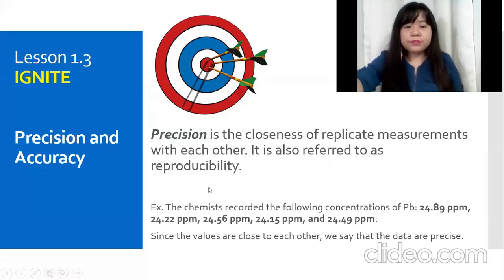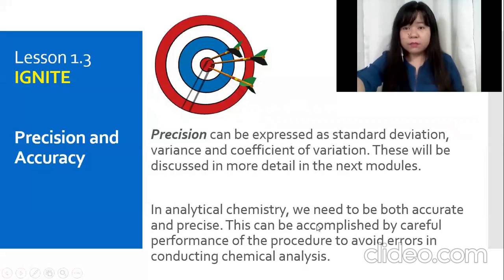So, for example, the chemists recorded the following concentrations of lead. So we have 1, 2, 3, 4, 5 different values, and they're all at around 24. So since they're close to each other, we say that the data are precise. But then again, this is just a subjective inference based on visual inspection.